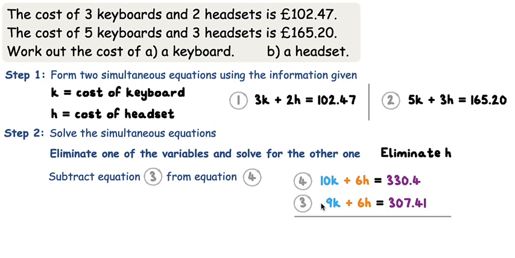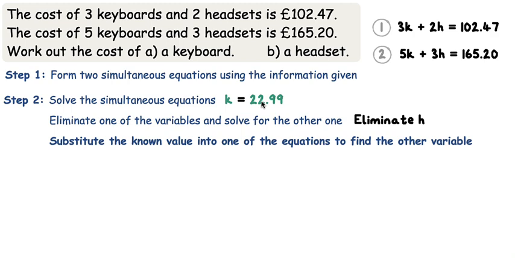And I'm going to do it this way round, as the coefficient of K is larger in equation 4 than in equation 3. So if we do the subtraction this way round, we'll get a positive number of K's. If we did it the other way round, we'd end up with a negative number in front of K, which would probably make the maths harder. So doing equation 4 minus equation 3, we get K, and then we eliminate H, and we get 22.99 on this side, giving a value of K of 22.99.